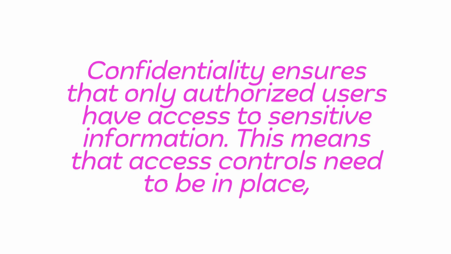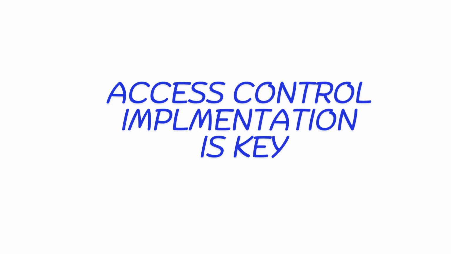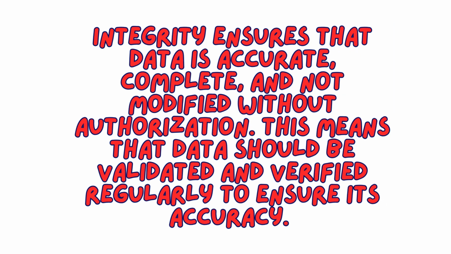Confidentiality ensures that only authorized users have access to sensitive information. This means that access controls need to be in place, such as passwords, encryption, and secure authentication mechanisms. Integrity ensures that data is accurate, complete, and not modified without authorization. This means that data should be validated and verified regularly to ensure its accuracy.